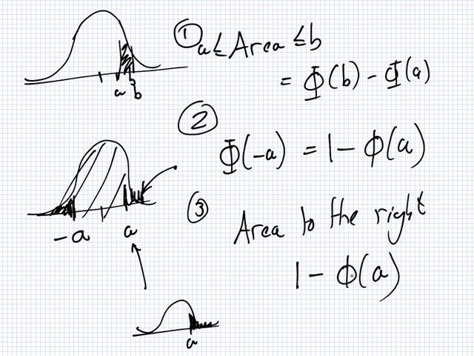What do you ask me? What's your question? Oh, what's the third one? If you want the area to the right of A, it's 1 minus the table book value. A to infinity, technically. And from the one minus A, it's minus A to infinity. Definitely. Yeah, to minus infinity, yeah.